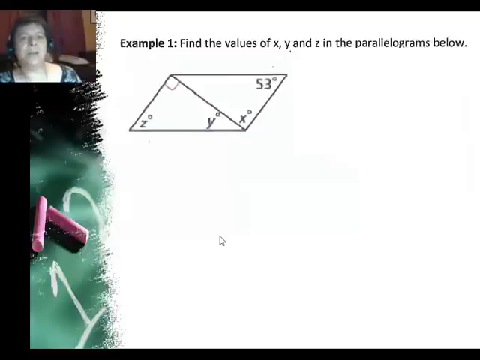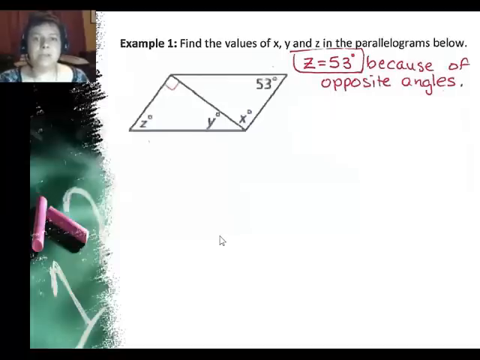Okay, so let's take a look at our first example. And this is pretty simple. We're just going to be using opposite angles and some of our parallel line information to find the missing angles in this parallelogram. So I'm trying to find x, y, and z. Well, I know that z is 53 because opposite angles are congruent. Angle z must be congruent to angle 53.